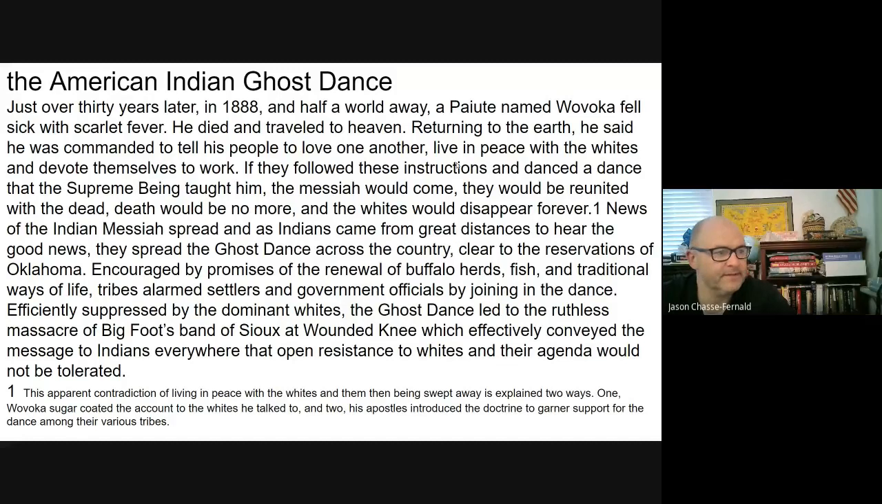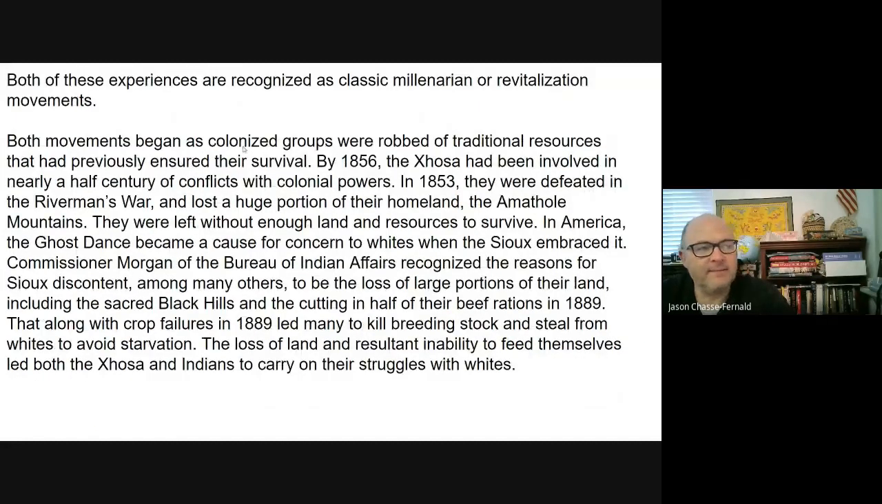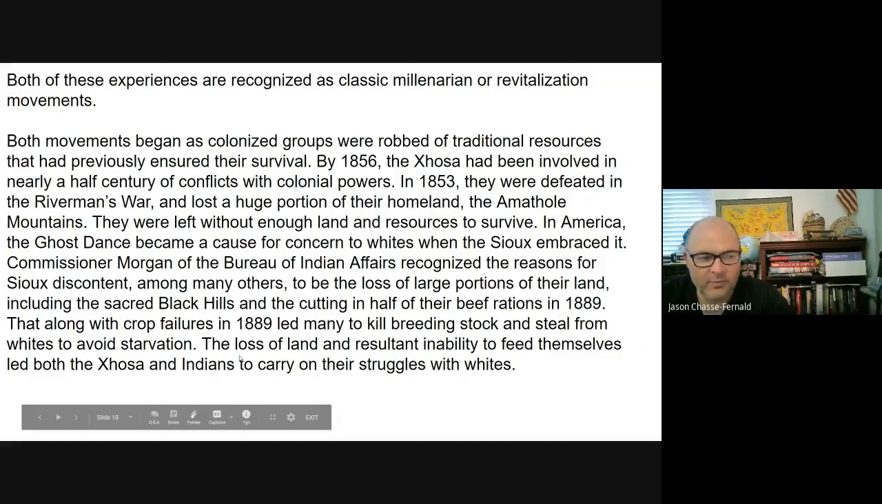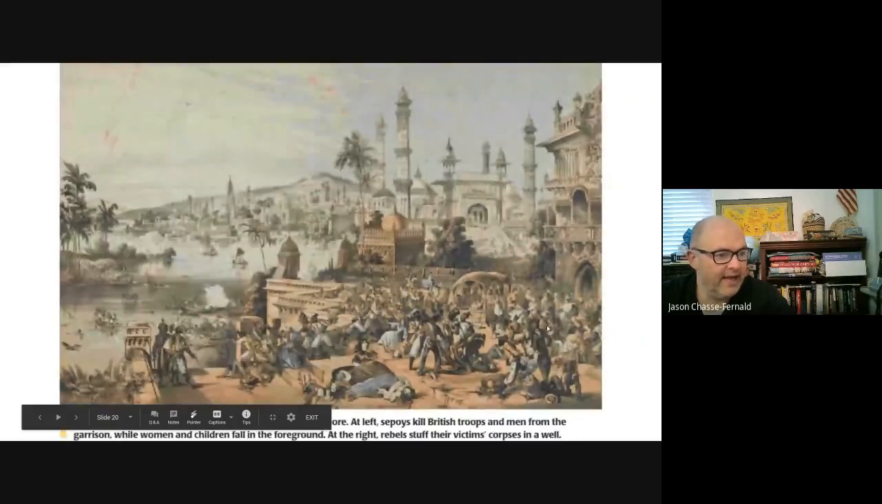Okay. All right, so both movements begin as colonized groups, groups who were robbed of traditional resources. And what we're seeing with both of these groups is a way to try to cope with a situation that there really was no traditional way of dealing with. Both of these are also going to result in loss of land and loss of ability to be self-sufficient, as the British or the Americans, depending upon which one you're talking about, take over their lands.